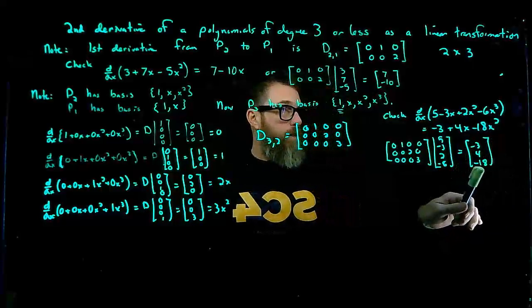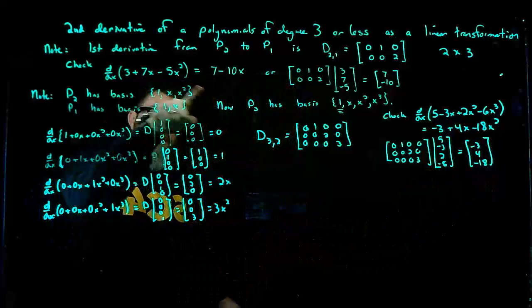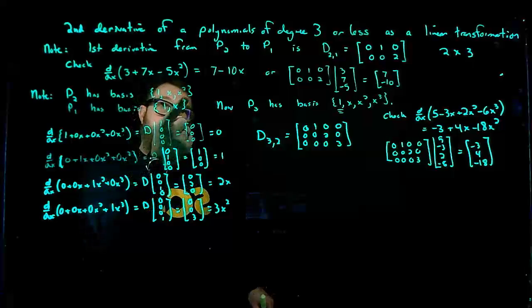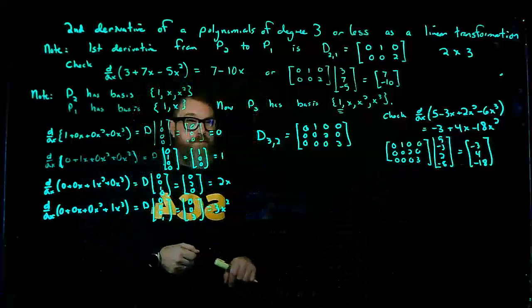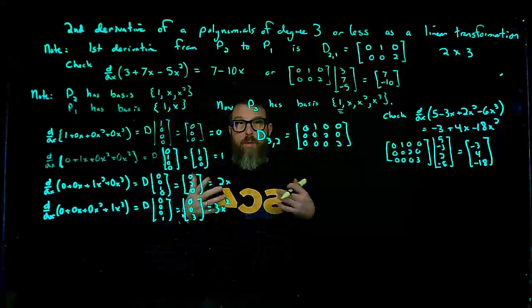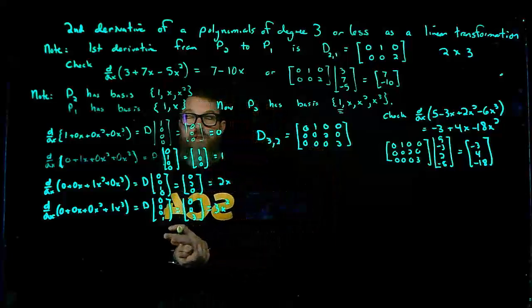These are the coordinates or the coefficients to this second degree polynomial. So negative 3 times this plus 4 times this minus 18 times this, which is right here. Bam.